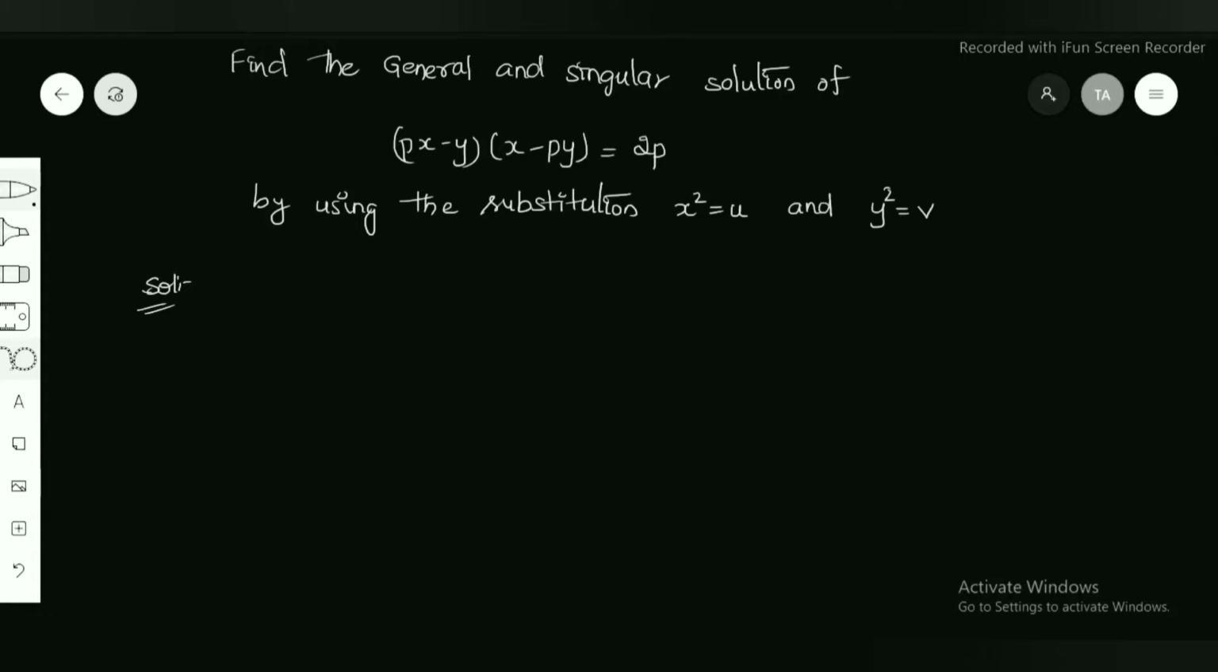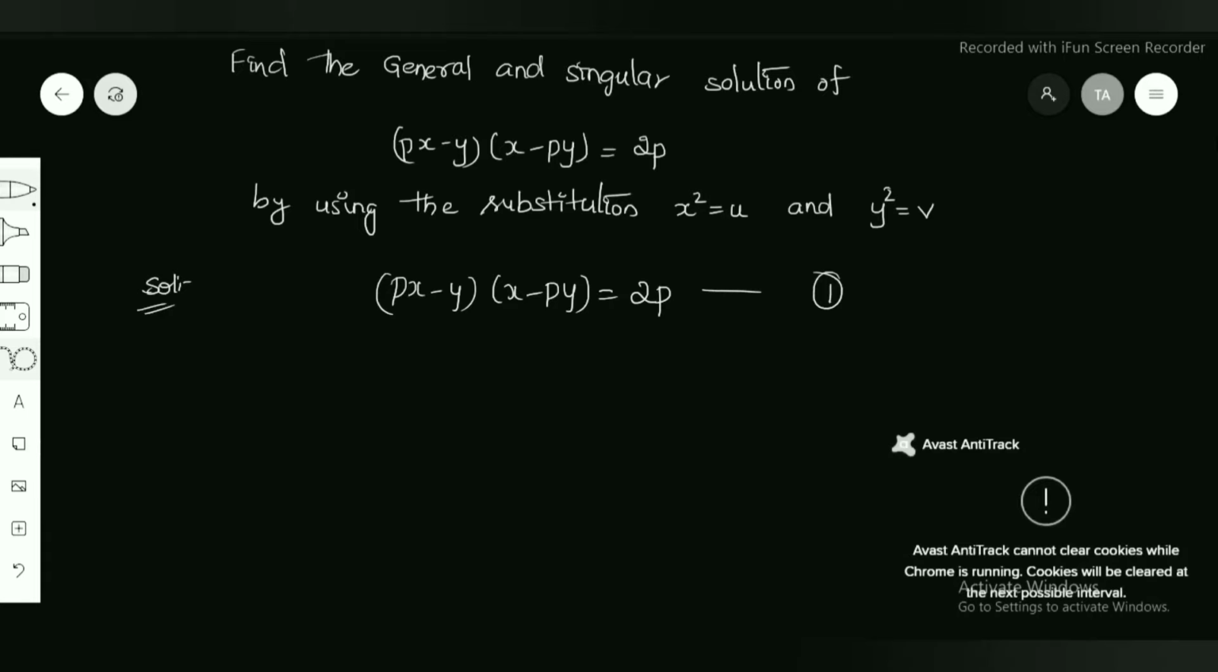We can bring this differential equation into Clairaut's form by substituting these values of u and v, or you can say x² = u, y² = v. How to make use of these values in the given differential equation we will see now. Let us write the given equation as it is: (px - y)(x - py) = 2p. Call this equation number 1.